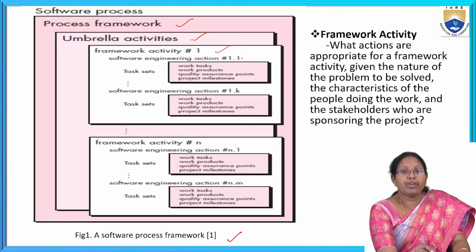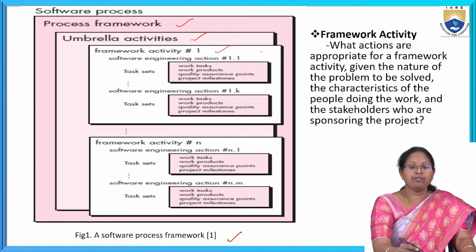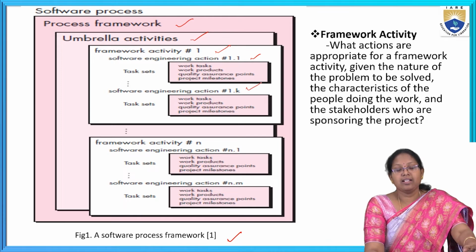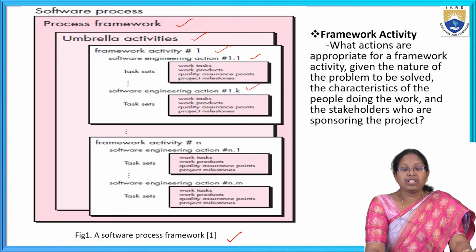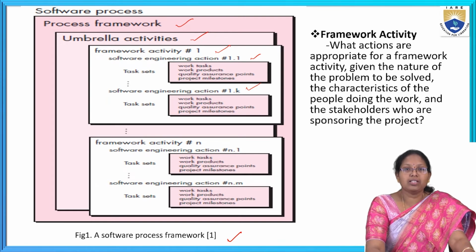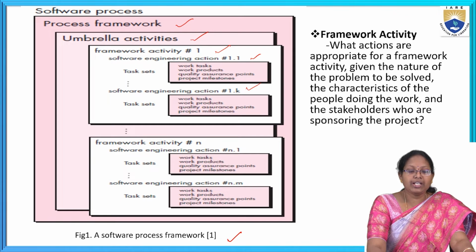So what are the software engineering actions? Action 1.1, suppose action 1.2, and so on up to 1.k. Each software engineering action contains software tasks. Tasks also contain work tasks and work products, and the quality assurance points as well as the project maintenance. All those things are there in the software engineering actions.